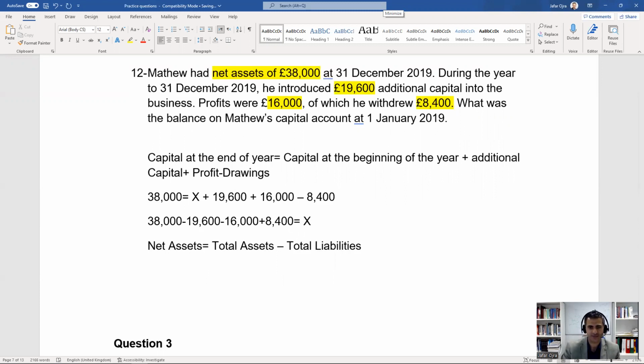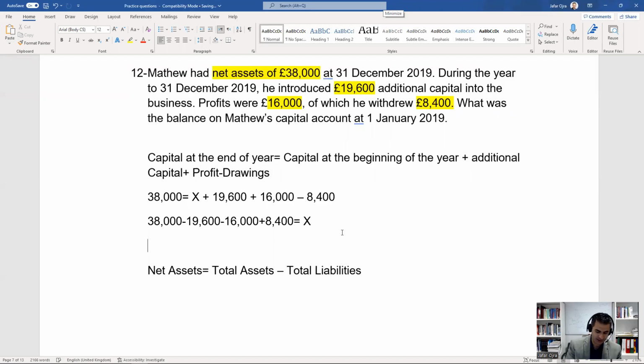So equals X. X stays the same, we have not moved it. So yeah, that's it. If you do the math, you have a calculator. Let's do it. 38,000 pounds, minus 19,600, minus 16,000, plus 8,400. That will give you 10,800 pounds. And that is the capital at the beginning of the year. That is the equity or the capital at the beginning of the year.